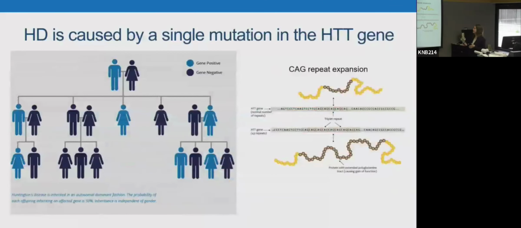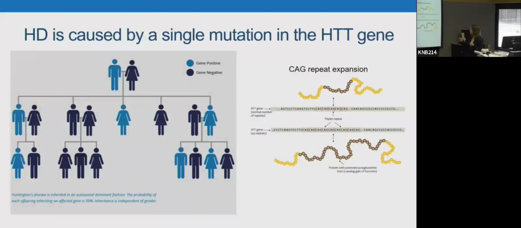Huntington's disease is a genetic disorder. It's caused by a single mutation in the Huntington gene. This is an autosomal dominant mutation, so that means that when your parent has the mutation, all of their offspring have a 50% chance of inheriting the disease.